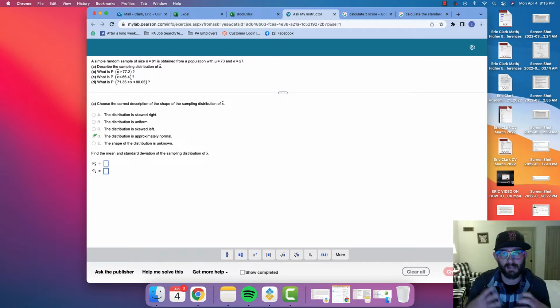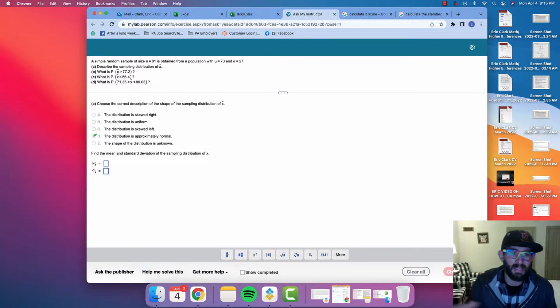In this case, the sampling distribution of X bar is what we're looking at in part A here. And since our sample size is greater than 30, we can say that the distribution is approximately normal, because the larger your sample size, the more it's going to approach an approximately normal distribution. Now, this is where we're going to get a little bit nerdy, okay?